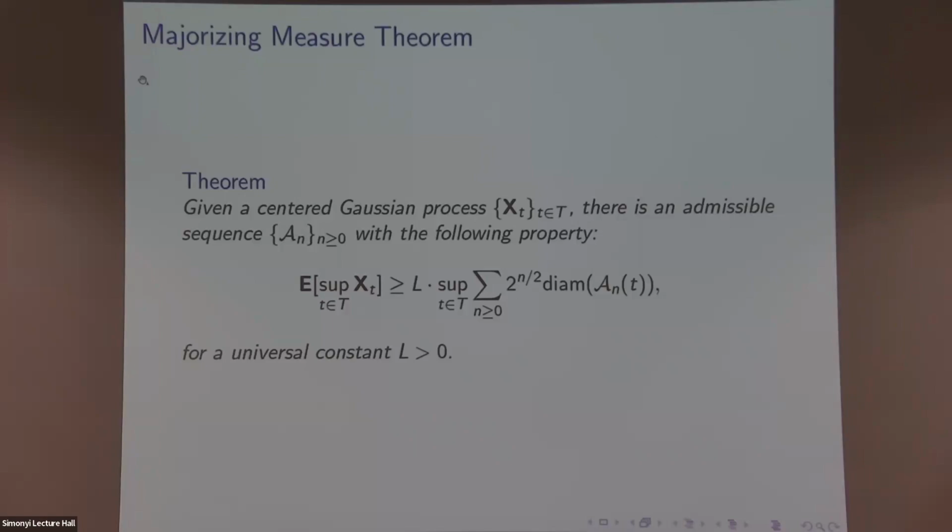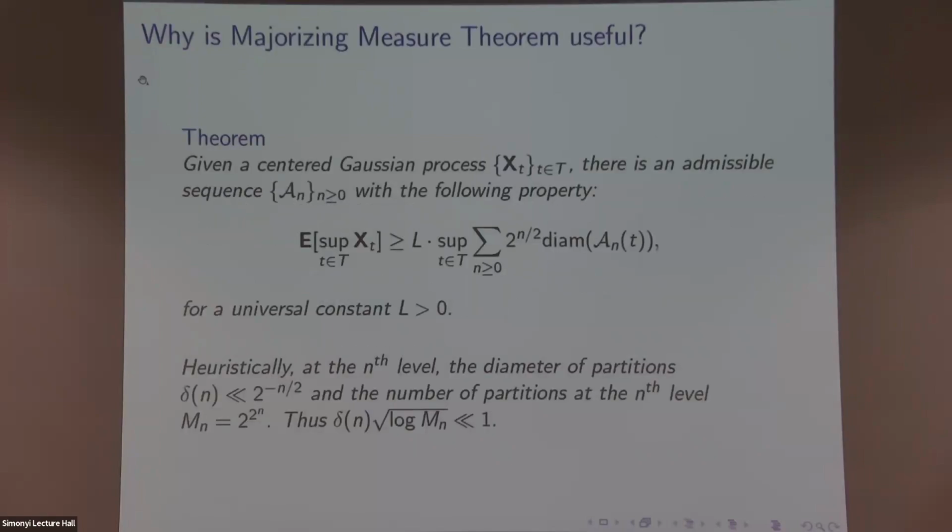So should we proceed? Okay. So this is what I was saying: heuristically, at the nth level, the diameter of the partitions should be a little smaller than 2 to the minus n over 2 because the sum is converging heuristically. And the number of partitions at the nth level is 2 to the n. So this delta square root log m, which was our error bound, should be smaller than 1. Heuristically, if the nth level partitions all had the same diameter, this would be immediately obvious. But of course, the parts at the nth level need not all have the same diameter. So you have to work a little, but not much more.